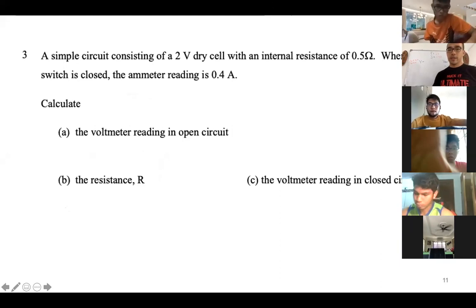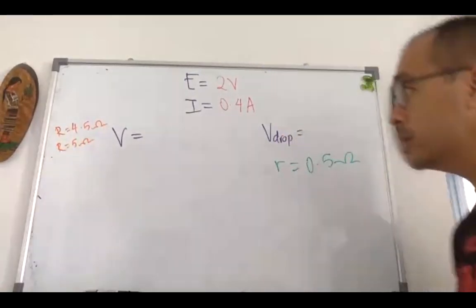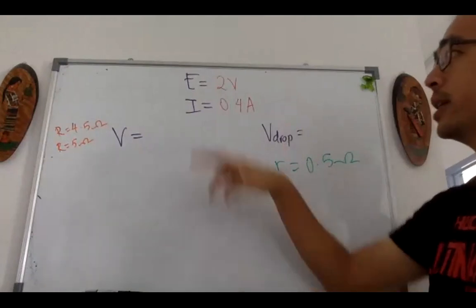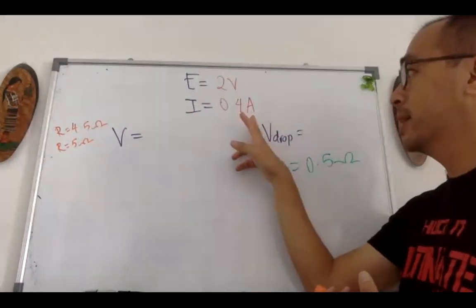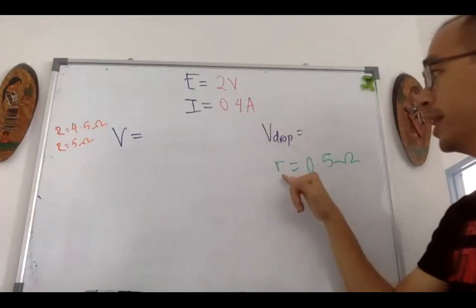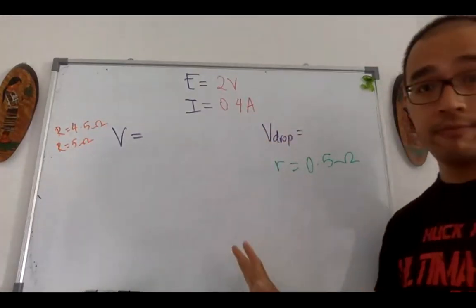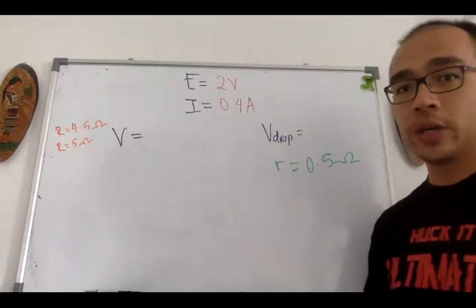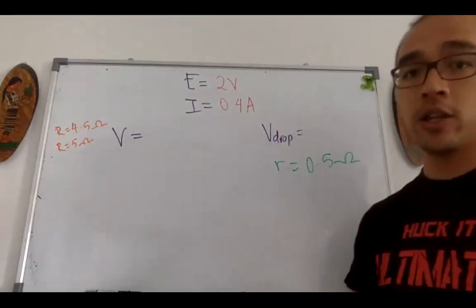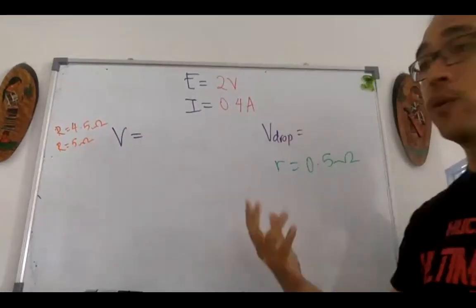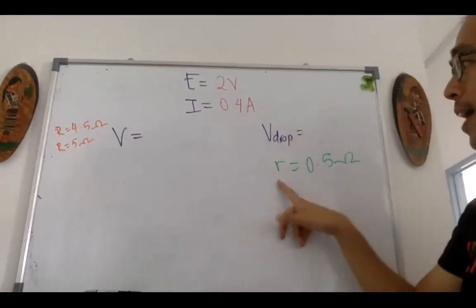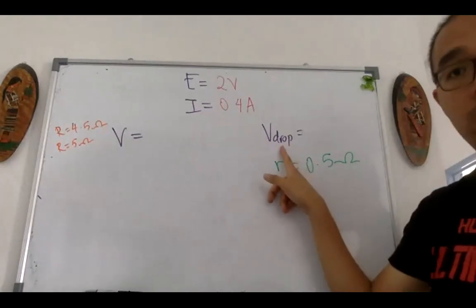Now we're going to come back to this. All right, so this is the information that you have. You're given the EMF is 2, the current that's flowing is 0.4 amps, and the internal resistance is 0.5, and that's it. You're not given anything else. So instead of focusing on the question, try to focus on what we can count first. If we have I and we have r, we can actually count the V drop.